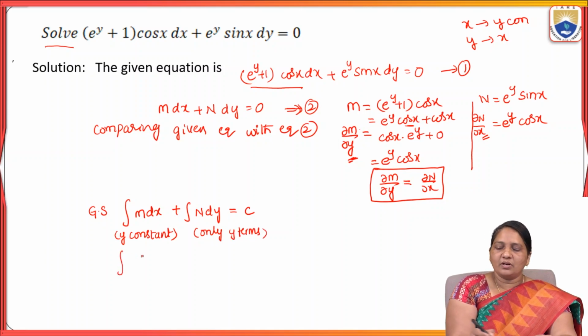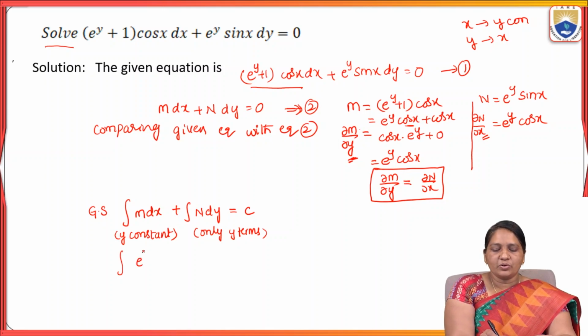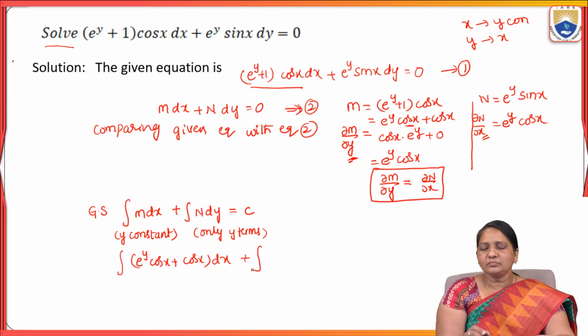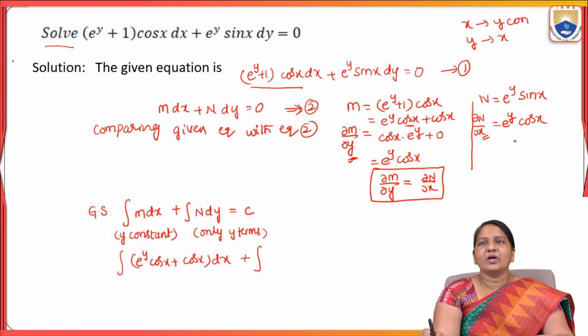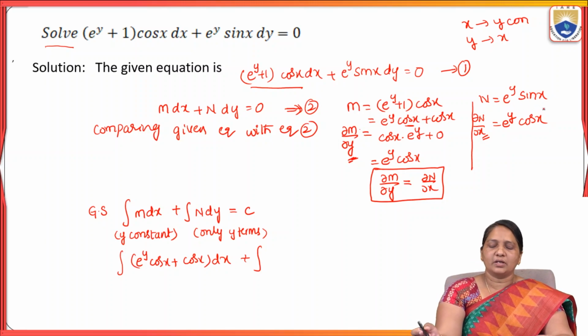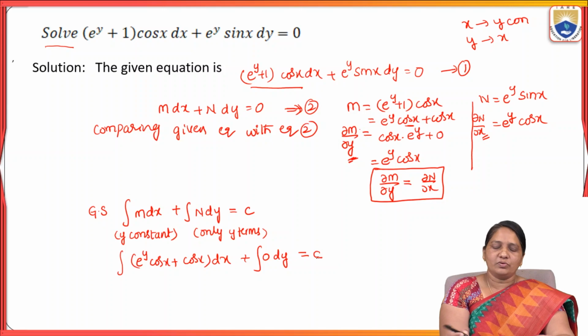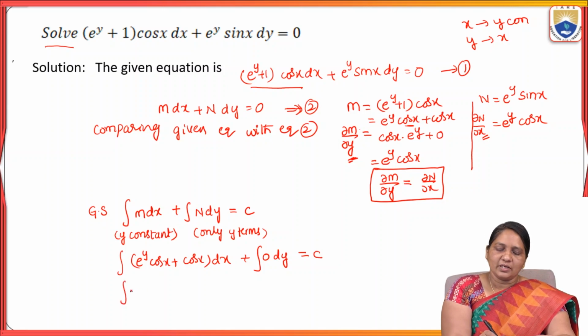So first of all, what is the M value? The M value is (e^y + 1) cos x into dx. Plus integral, here the N value is e^y sin x. There is no separate y term, so that's why we take 0. So integral 0 dy equals c. Here e^y is the constant, so taking it out.